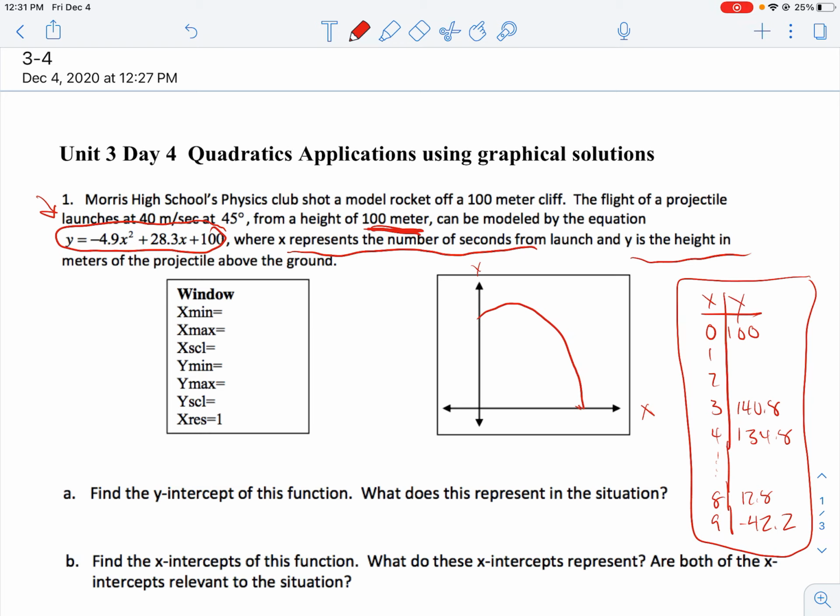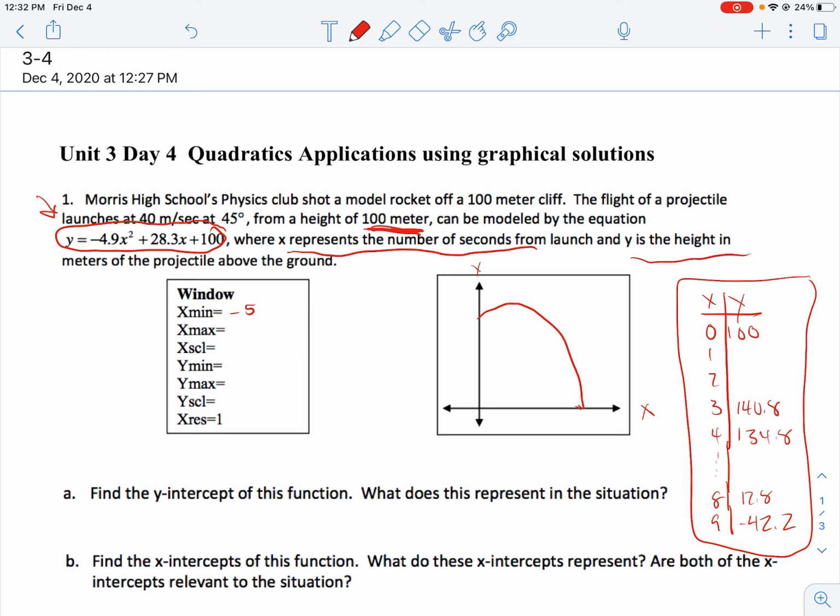And so our x min, I like to give myself a little bit of room to the left, so I'm going to make this a negative 5. We don't need to go back all the way to negative 10. But my x max, if it looks like we're hitting 0 somewhere between 8 and 9, okay?